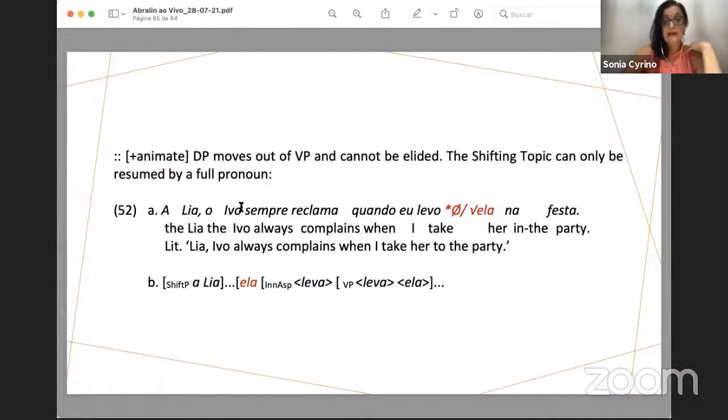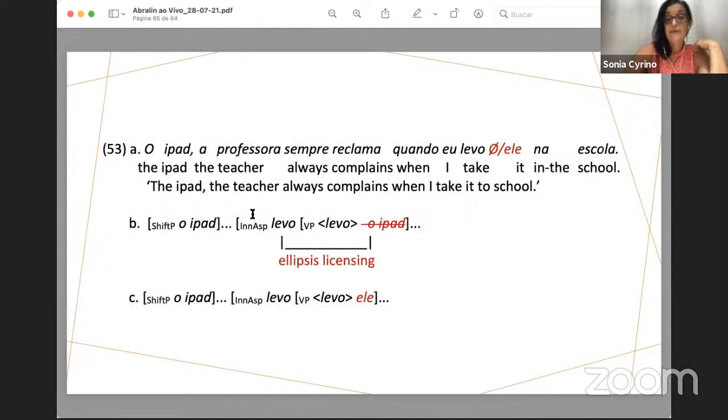If I have something like, ali o Ivo sempre reclama quando eu levo ela na festa, here ela, Ali, is merged here and can only be resumed by a full pronoun, which is animate, and then moves out of the VP. So this is okay. But it cannot be resumed by a null object, because then the null object will be here. And what will happen is this.